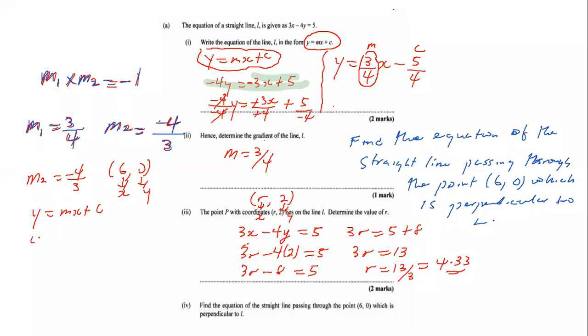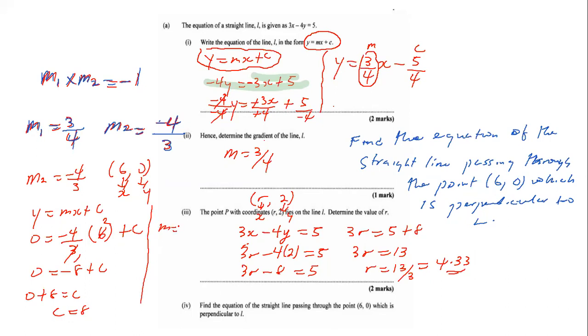So my y will be 0, my m will be -4/3, my x will be 6, plus c. Now I'm going to work it out to find c. So 3 goes into 6 two times, and I get 0 is equal to -8 plus c. I want to find the value of c, so I move this 8 over to the other side. 8 is equal to c. So c is equal to 8. Now, when I finish, I'm going to write the equation. My m is equal to -4/3.